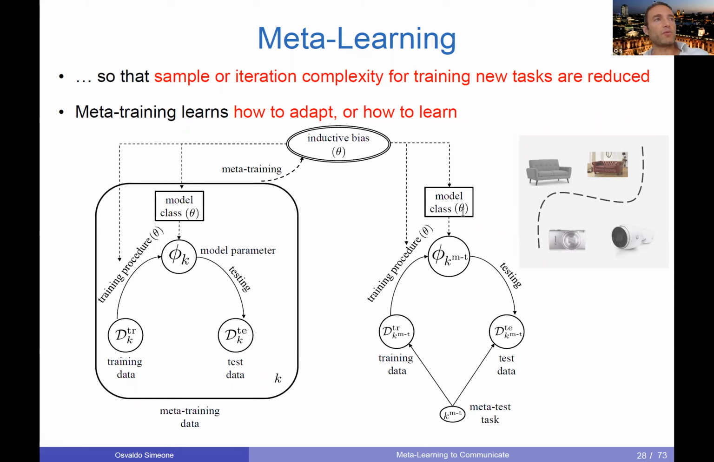So in summary, what we are doing here is using related tasks to transfer knowledge to a new task. And this transfer of knowledge takes place in the form of hyperparameters.